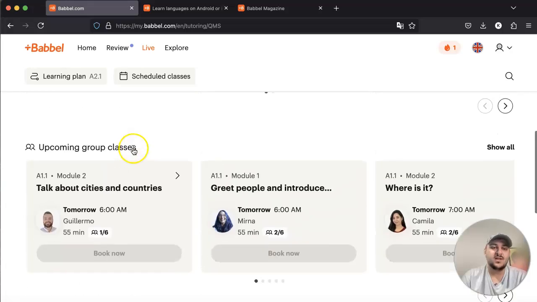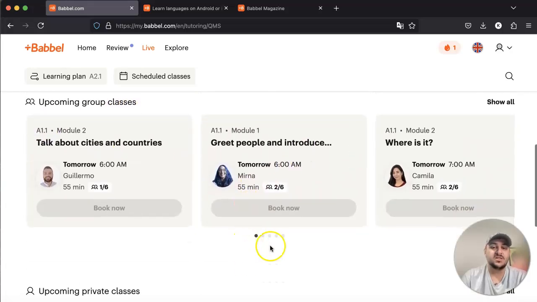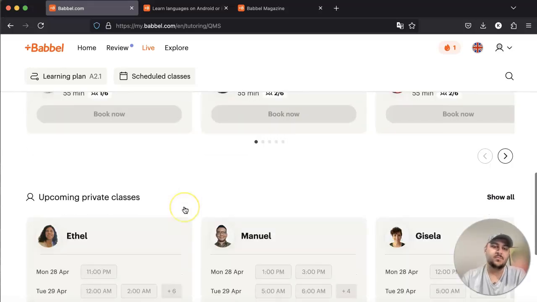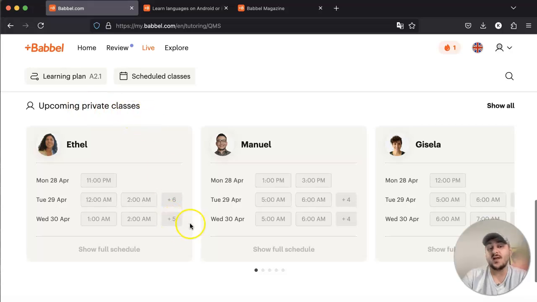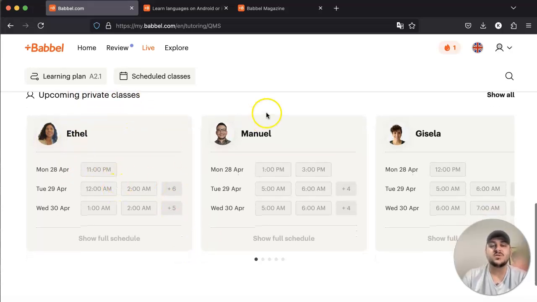And then you can even see upcoming group classes where you're not just the only ones in the class. I think 6 is the top amount of students you can have. Even tells you what time. I'm assuming it's in local time. So upcoming private classes where it's one-on-one, shows you the specific person, what times they're available.